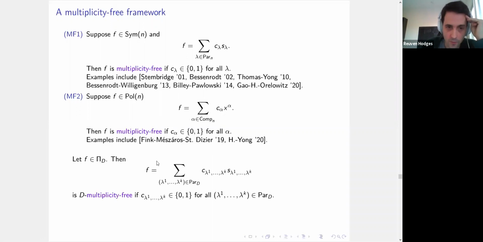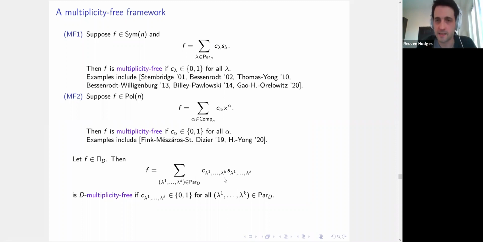And Alex and I have a recent result that's related to these results about when key polynomials are monomial multiplicity free. Here's the point of this d-Schur definition. Take a polynomial that is split symmetric, inside of this pi d. Then by the fact from the previous page, you can write it as a linear combination of these d-Schur polynomials, with some coefficients associated to each one. And you can ask, when is it d-multiplicity free? That is, when are all these coefficients 0 and 1?